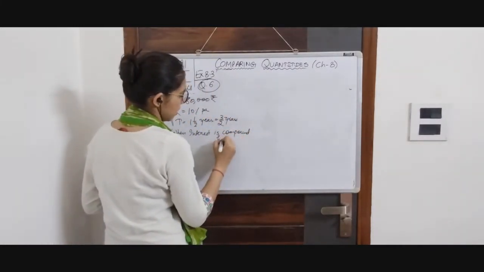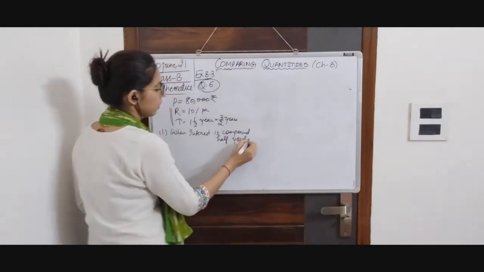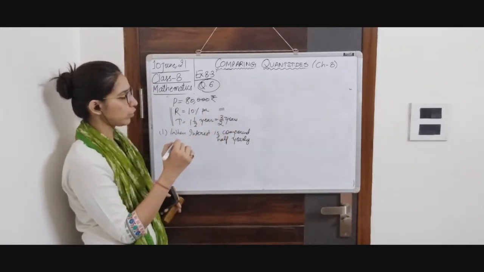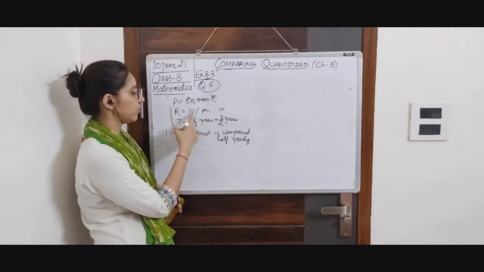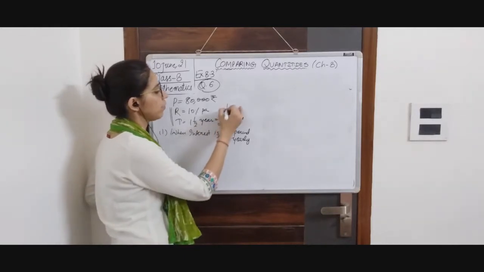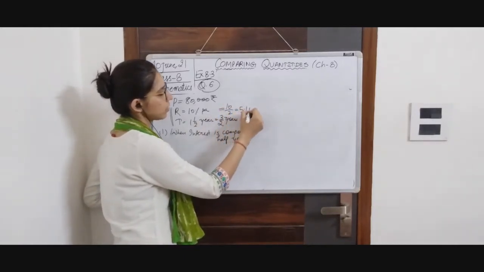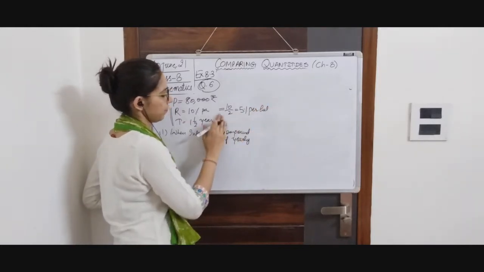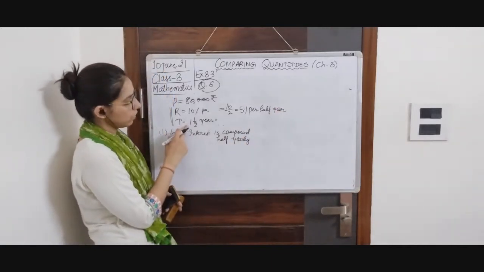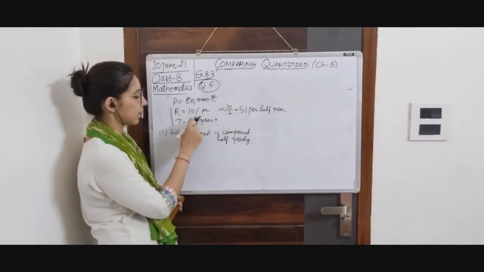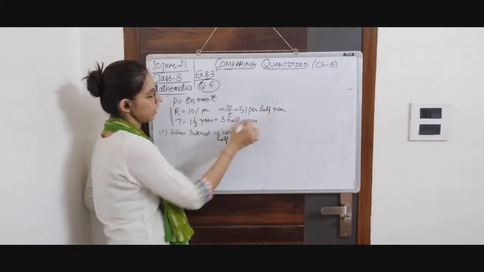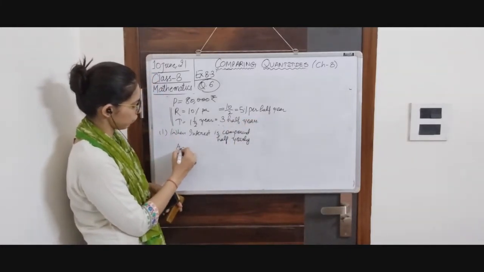Compounded half yearly. Okay, for half yearly your R should be according to half year only. If it is 10% per annum, it will be 5% per half year. It will divide by 2, that is 5% per half year. Per half year time, 1 year is equal to 2 half years plus 1 by 2. It means we have 3 half years. We have converted R and T into half years. Now we can use the formula for A.